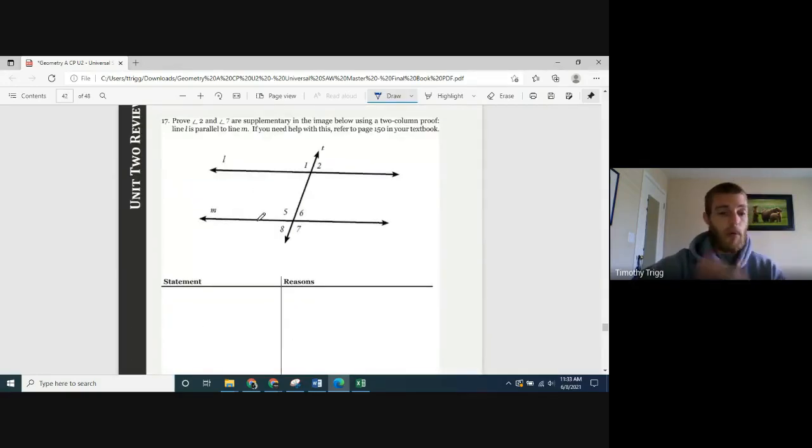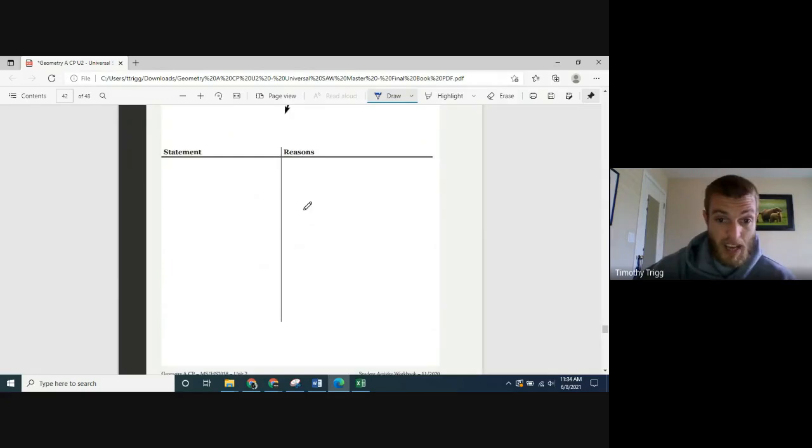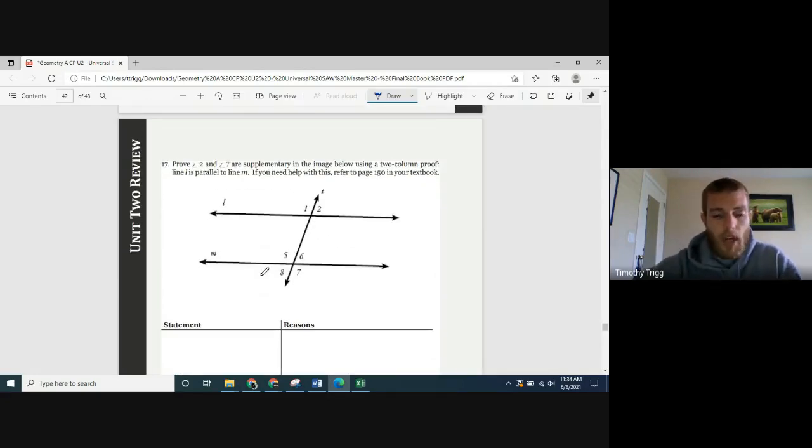All right, number 17. This one's a little more complicated. We haven't done anything like this in the packet necessarily. We did a little bit, but nothing where we had to start from scratch, where they don't give us any information here. So we're going to go ahead and work on this. So let's see. They want us to prove that angle 2 and angle 7 are supplementary. All right, let's talk about that for a moment.